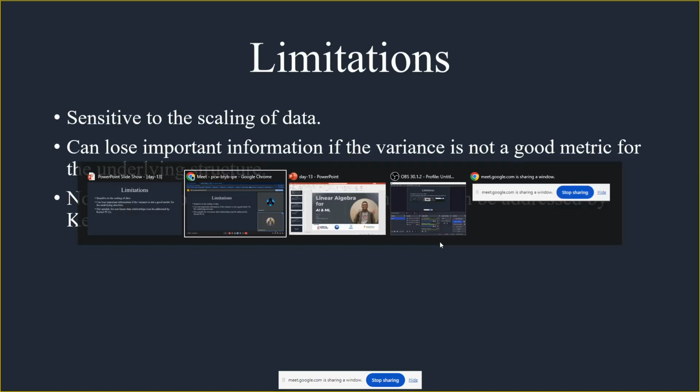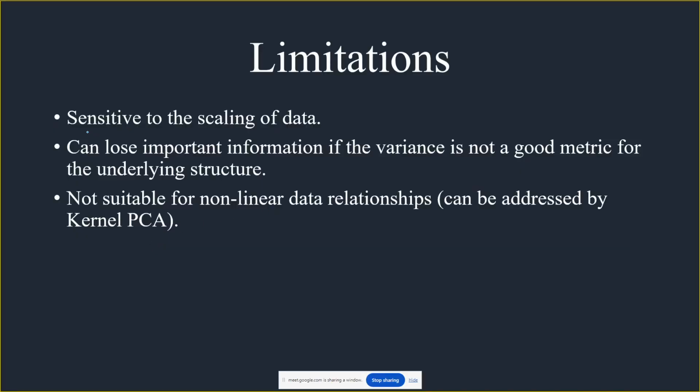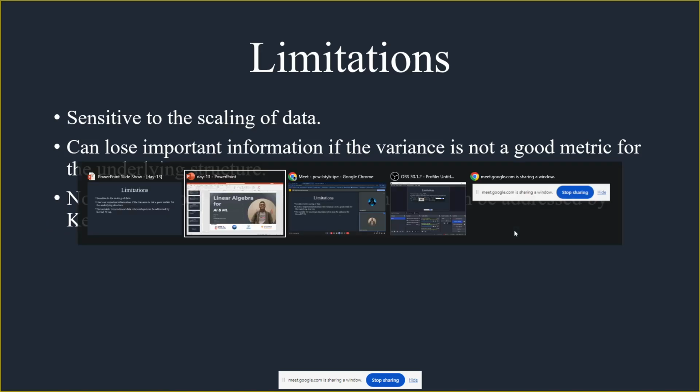And everything has some limitations, we all know that, right? So it also has some limitations, or you can also say disadvantages. The first one is that it is sensitive to the scaling of data. It can sometimes lose important information if the variance is not a good metric for the underlying structure. And sometimes it is not suitable for nonlinear data relationships, which can be addressed by kernel PCA.